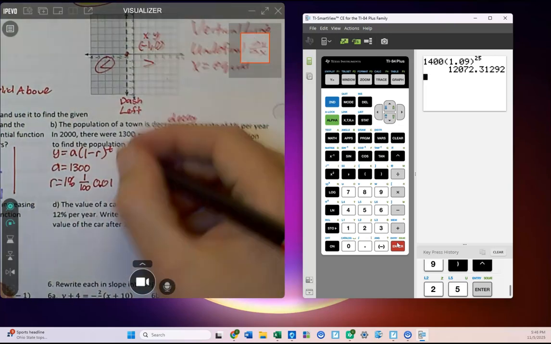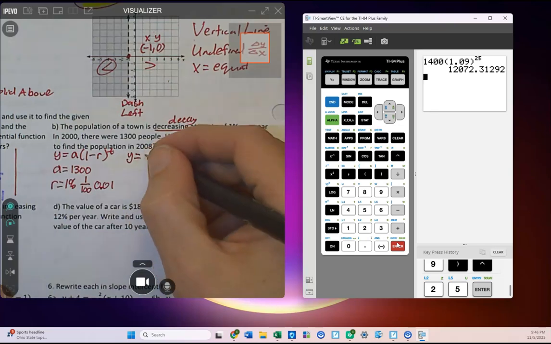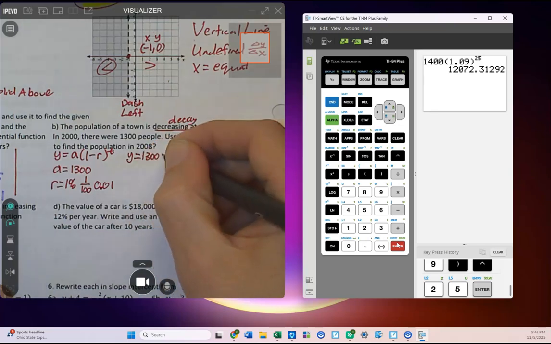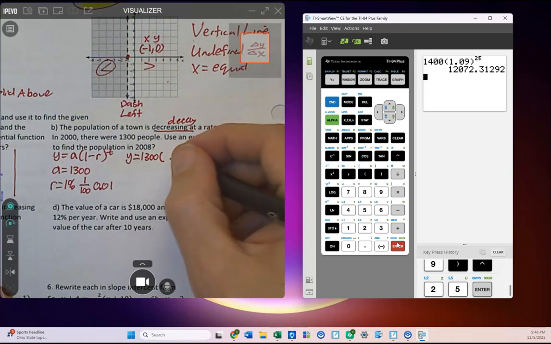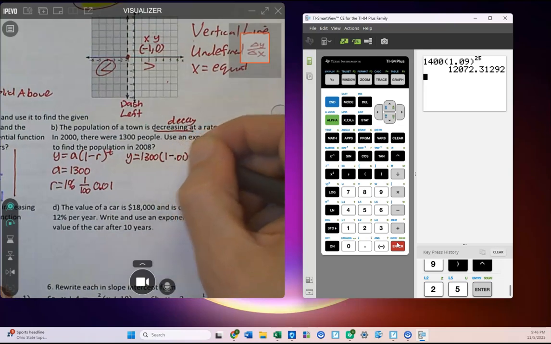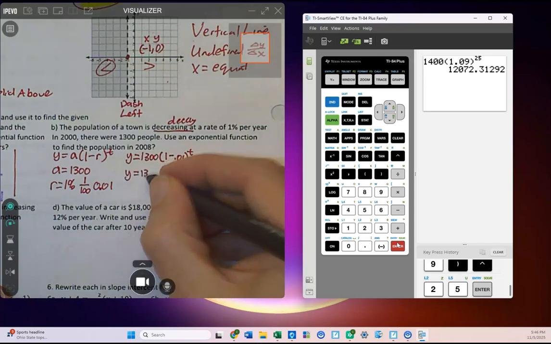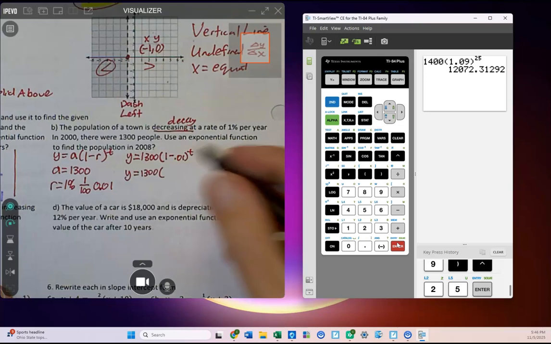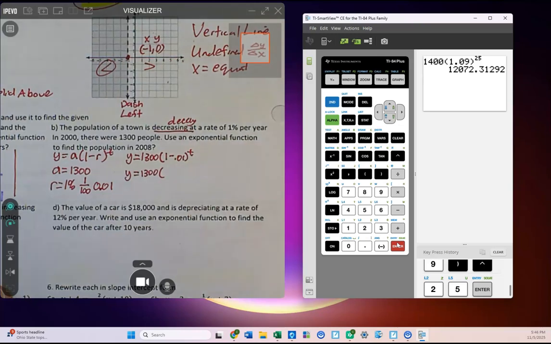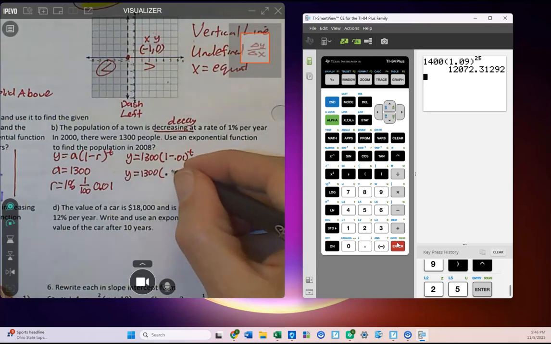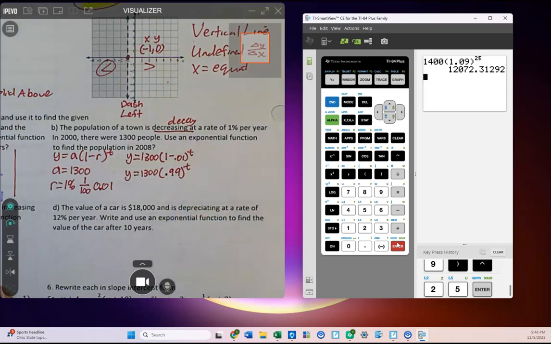Okay, now let's put it together. Y equals 1300 times 1 minus 0.01 to the t. And you always have to simplify this part. Like 1 minus 0.01, or think about it: what's 100% minus 1%? 99%. So if that's less than 1, it's going to decay, because if you take a fraction or a decimal to an exponent, it gets way smaller.